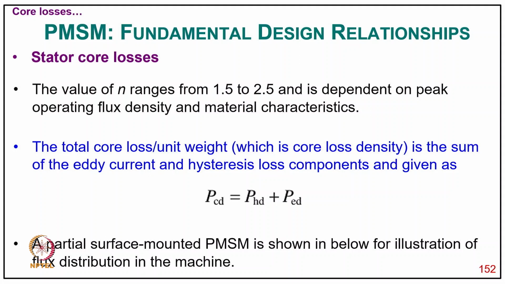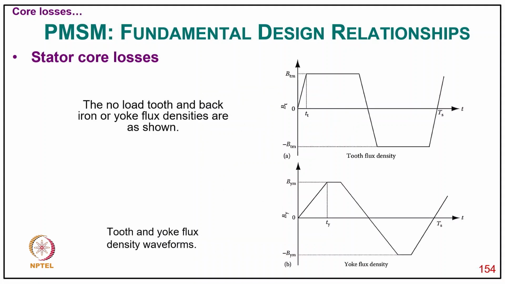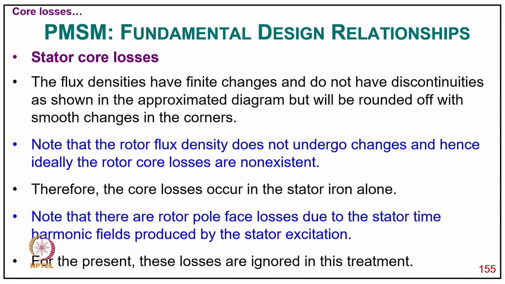A typical surface mounted PMSM is shown here for illustration of flux density in the machine. You can clearly see the details of the surface mounted PMSM for core loss computation. From no load, the tooth and back iron or yoke flux densities are shown here in the diagram, and the tooth and yoke flux density waveforms are shown as different waveforms. Now coming to the flux density, it has finite change and does not have a discontinuity as shown in the approximated diagram, but is rounded off with smooth changes in the corner.